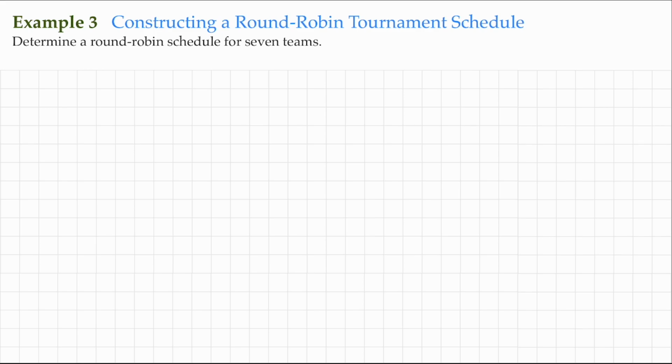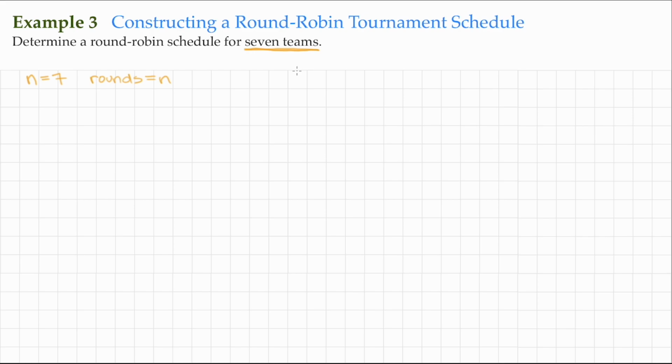So in this example, we're going to continue with constructing a round-robin tournament schedule. But for this one, it says determine a round-robin schedule for 7 teams. In the previous example, we had 8 teams. Here it's for 7 teams. And the big difference is that when you have an odd number of teams, such as 7 teams, I'm just going to put it up right here, then the number of rounds is equal to the number of teams.